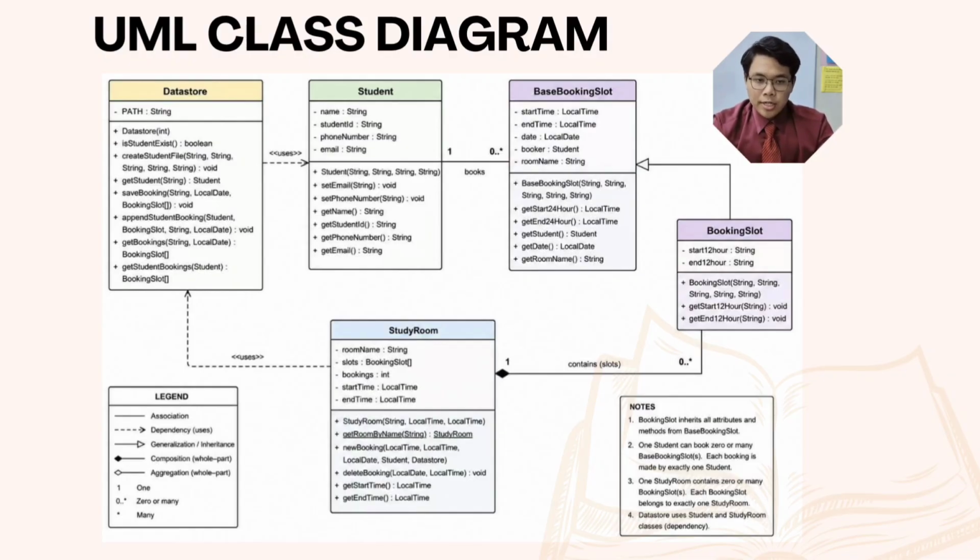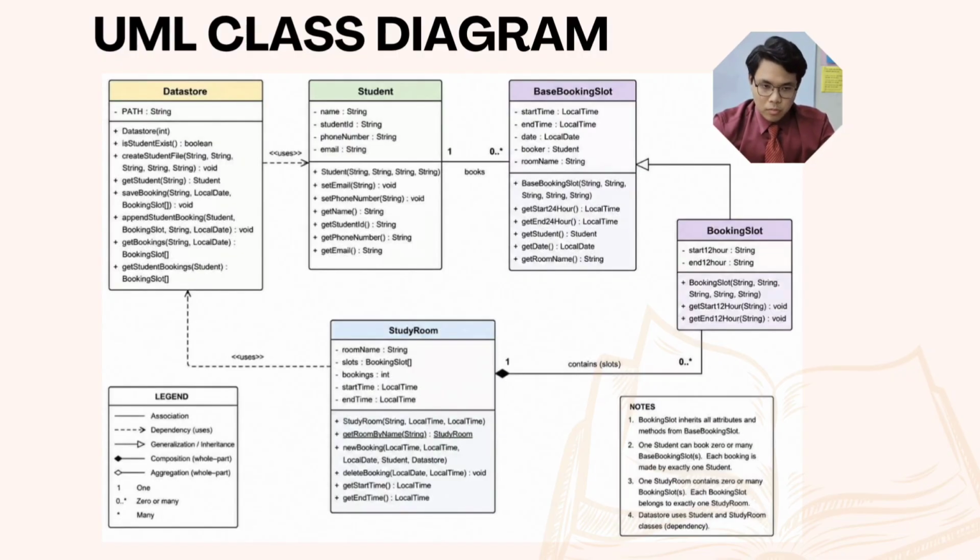Booking slot inherits from base booking slot, which is shown by the generalization or inheritance relationship. Instead of repeating all the booking information, booking slot only adds the 12-hour time format while inheriting all common attributes and methods from base booking slot. This makes the design more organized and avoids code duplication.